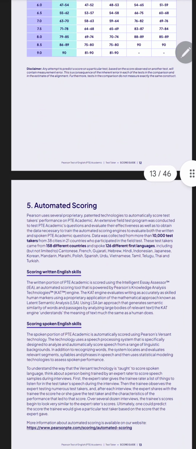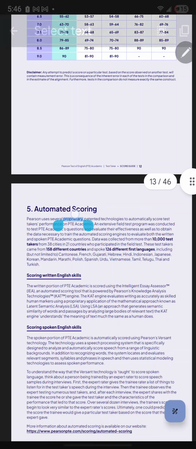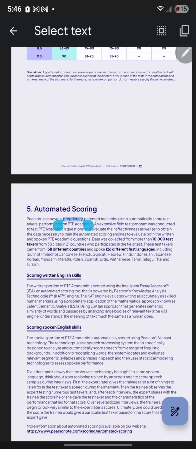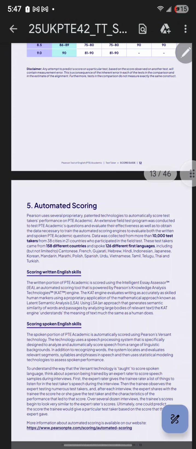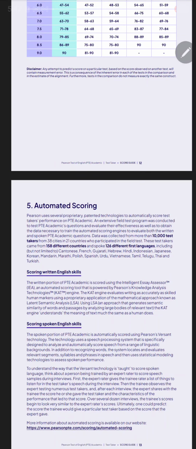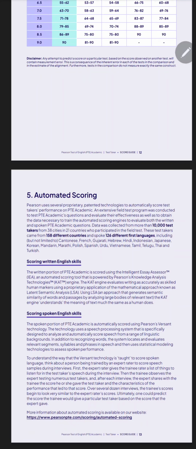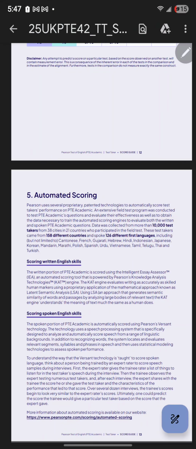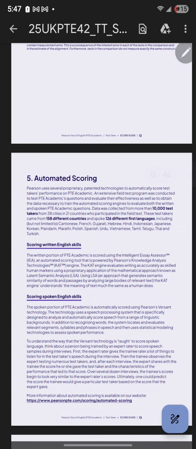Automated scoring. Pearson uses several proprietary, I'm sorry, I will look up this word later on, to try to read aloud with more fluency. Patented, yes, this one I'm a little bit confused about because for a long time I haven't used these words. Alright, so maybe they have top-notch technologies to automatically score test takers' performance on PTE Academic.